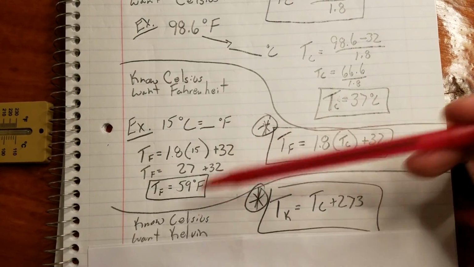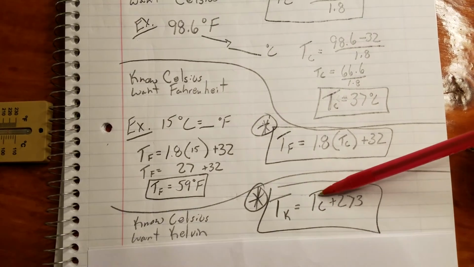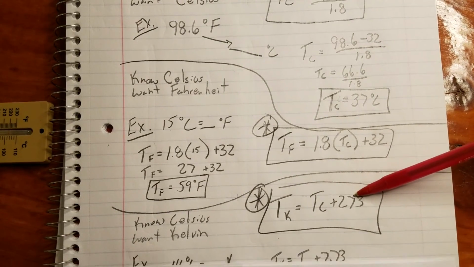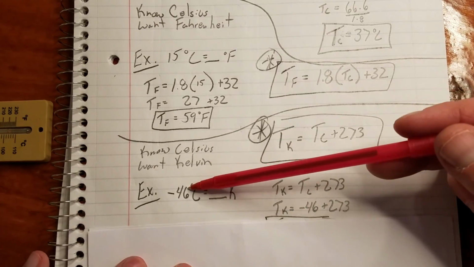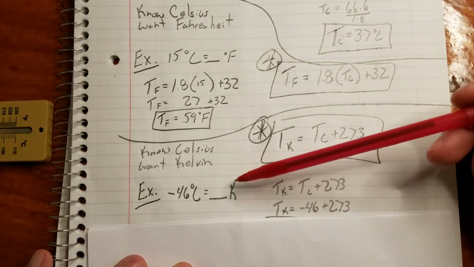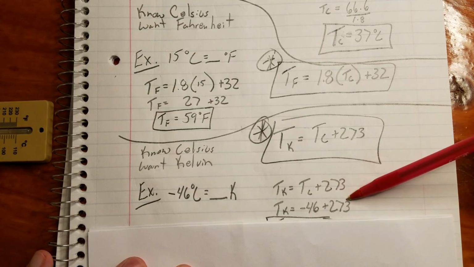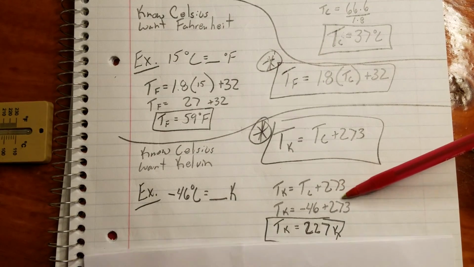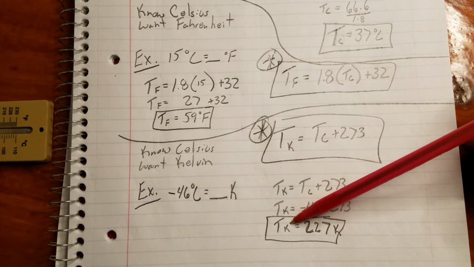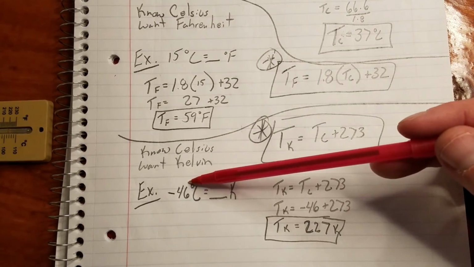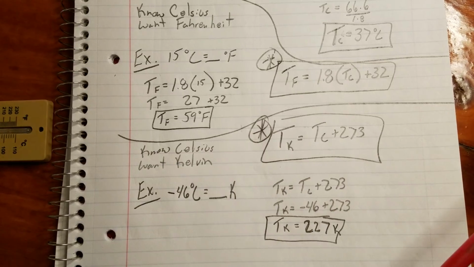Last, if you know Celsius and you want kelvins, Celsius plus 273 equals Kelvin. If it's negative 46 out, what is it in kelvins? Negative 46 plus 273. 227 kelvins is your temperature if it's negative 46 degrees Celsius.